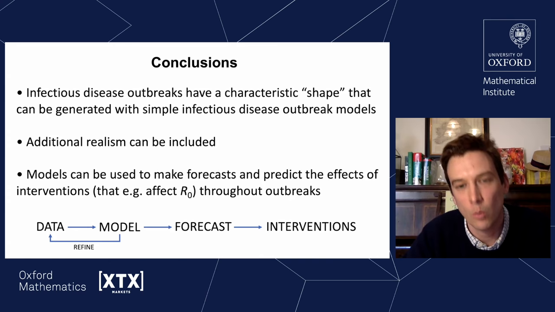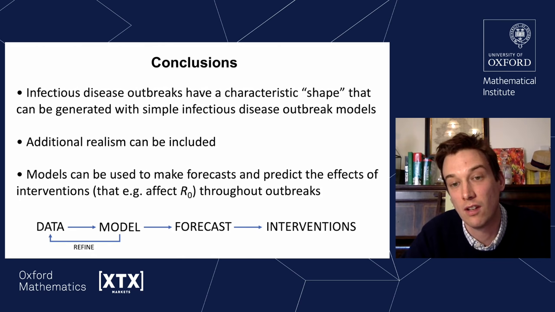Once you've got the model, you can then use simulations forward to generate a forecast as to how many cases you might expect to see going forwards. And then you can introduce different public health measures in your mathematical model to look at how different interventions are likely to change the numbers of cases you might be expected to see in future. And in that way, mathematical modelling can help you to prioritise public health measures during an outbreak.